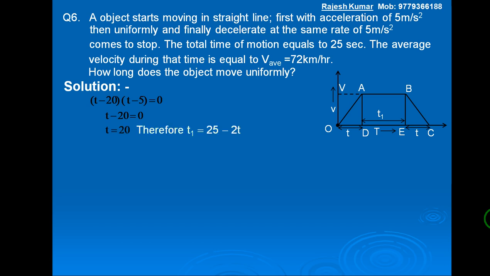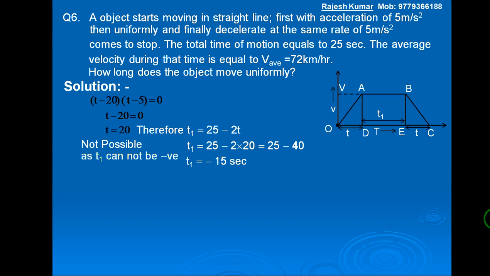Therefore t1 is equal to 25 minus 2t, or t1 is equal to 25 minus 2 into 20, which is equal to 25 minus 40. So t1 is equal to minus 15 seconds. This is not possible as t1 cannot be negative.